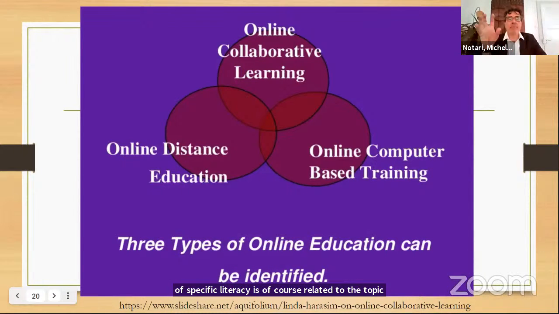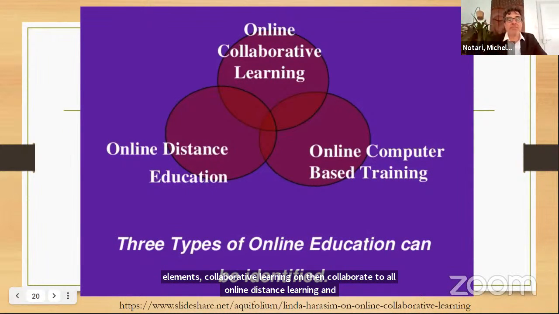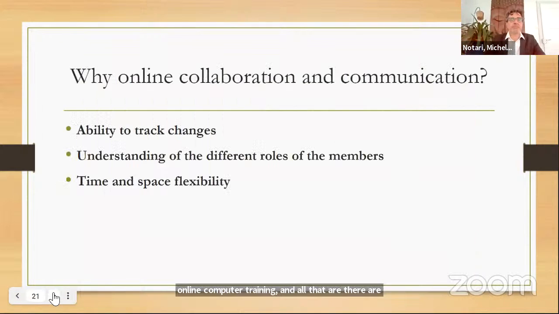So you have these elements: collaborative learning, online distance learning, and online computer training, and all that. There are three types, and of course there are more.